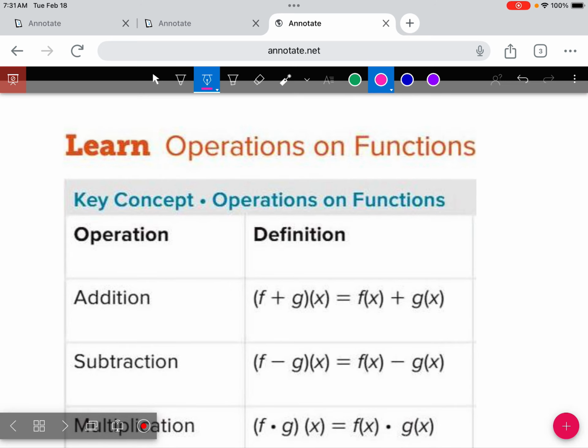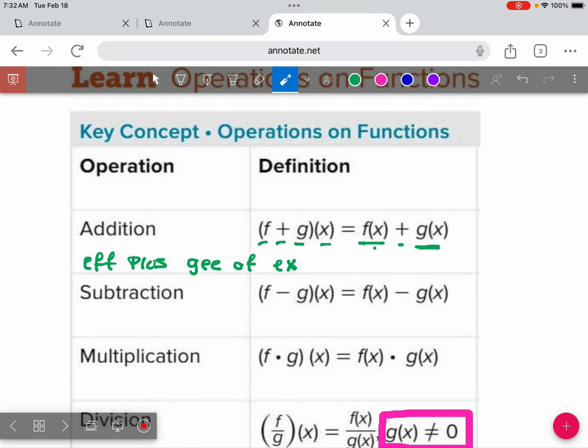The way we read this is, if it says f plus g of x, that's how I would say it. It's the same as saying, I'm going to take f of x and add g of x. So if it says f minus g of x, it means we're going to take f of x and subtract g of x.